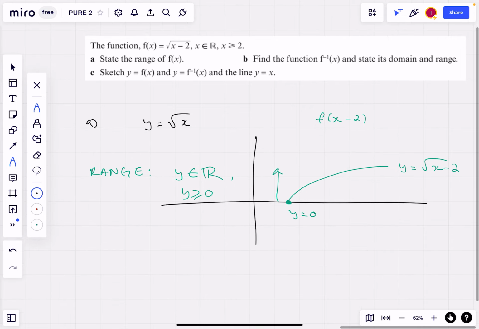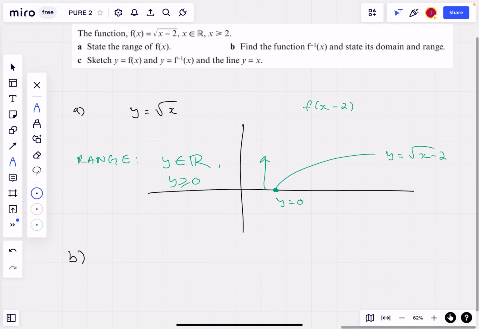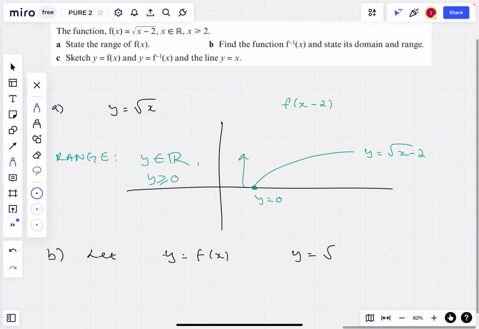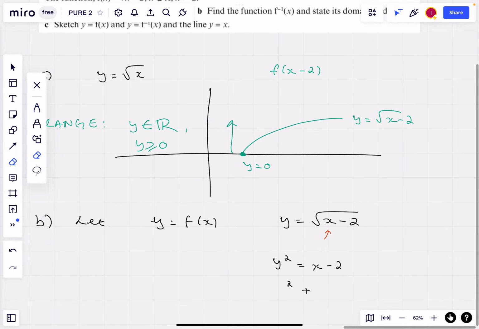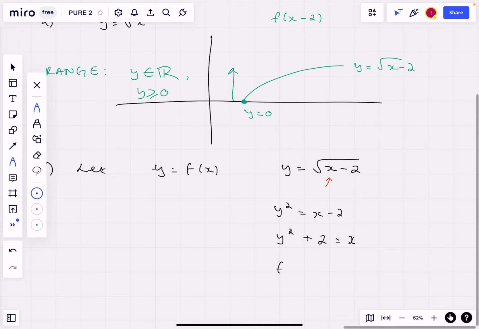Cool. Part B says, find the function f minus 1 and state its domain and range. So you're going to let f(x) equal y, or y equal f(x). That was a really badly written x. So y equals root x minus 2, and now you're making this the subject. So y squared equals x minus 2, y squared plus 2 equals x, and now we rewrite. So f minus 1 of x equals x squared plus 2.